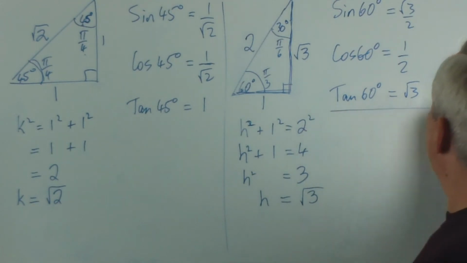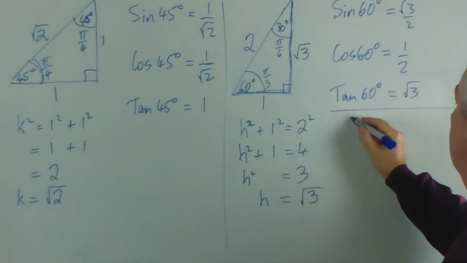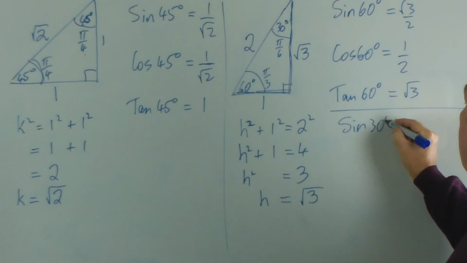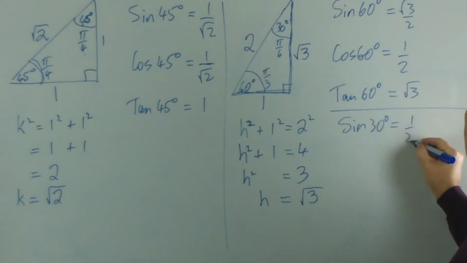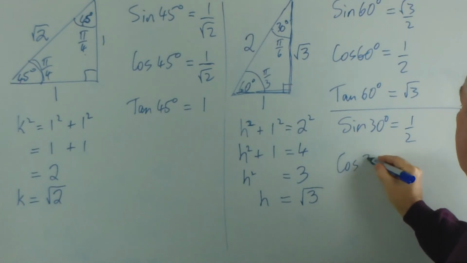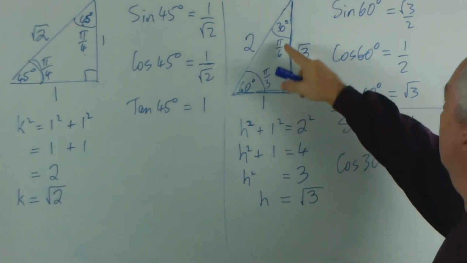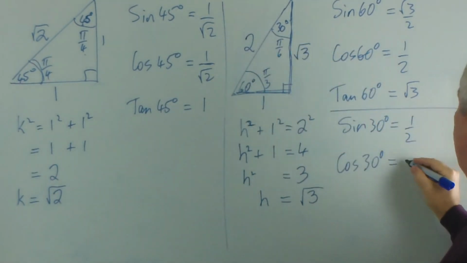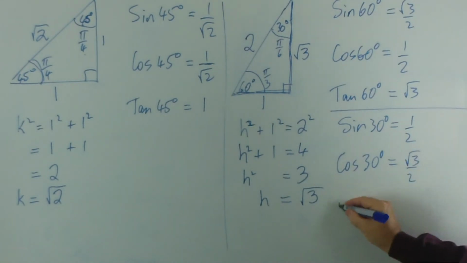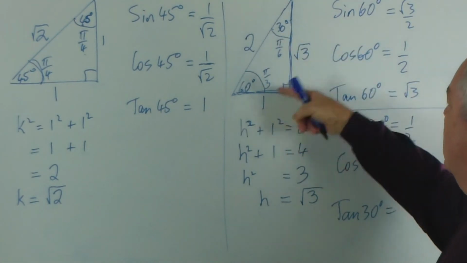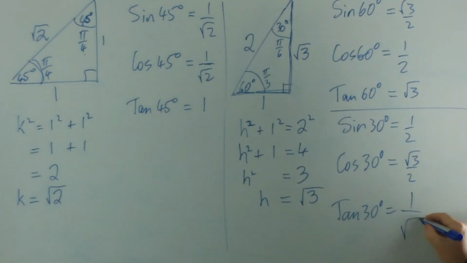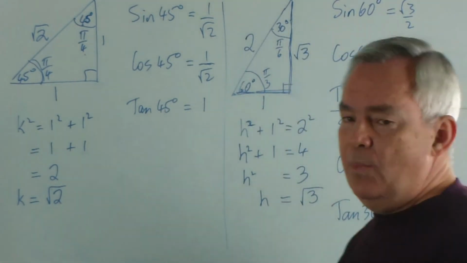And we can do the same thing with the 30 degrees. Sine 30 degrees is opposite over hypotenuse. Cos 30 degrees is adjacent on hypotenuse. And tan 30 degrees is opposite over adjacent. No need to memorise them.